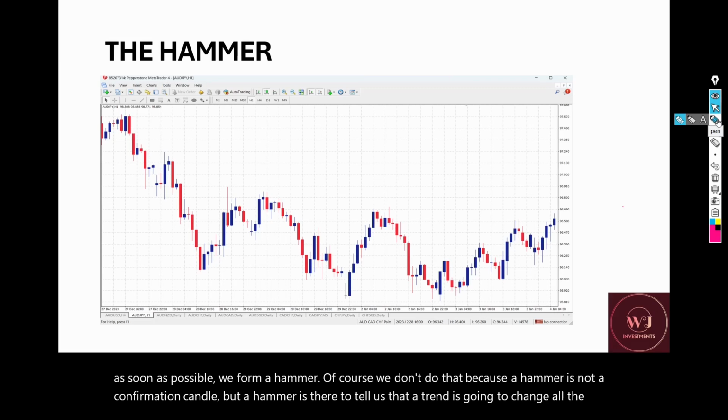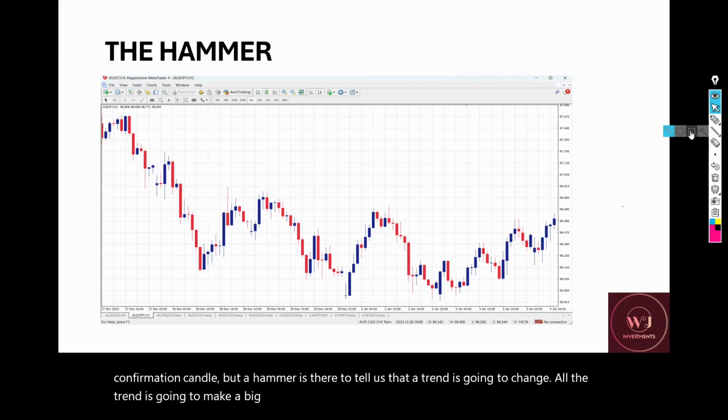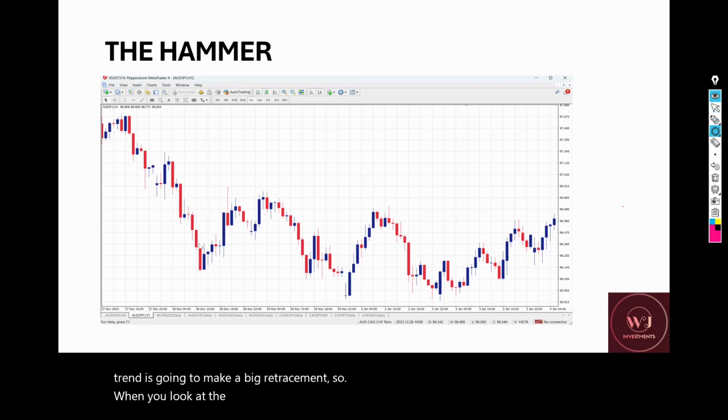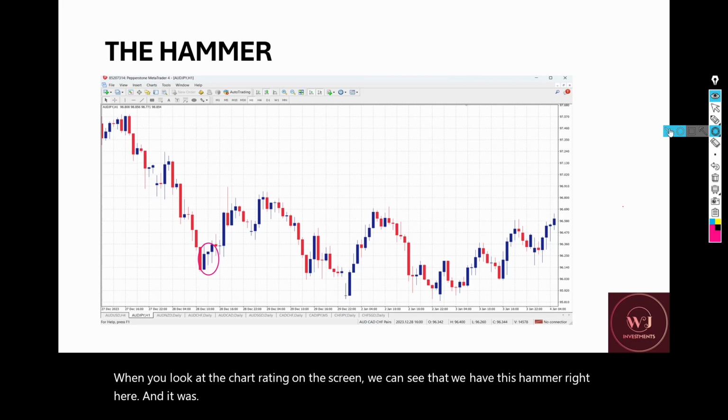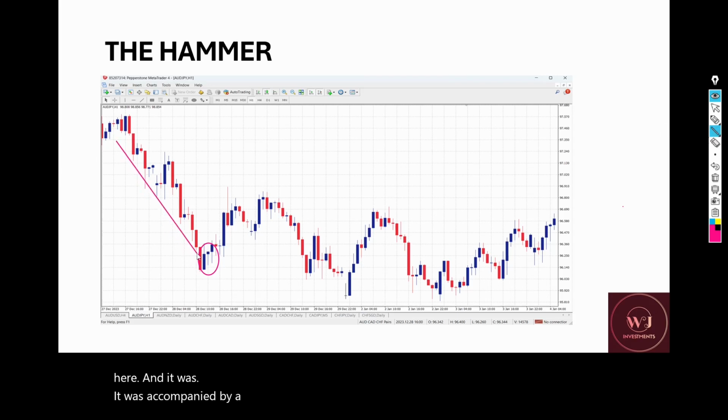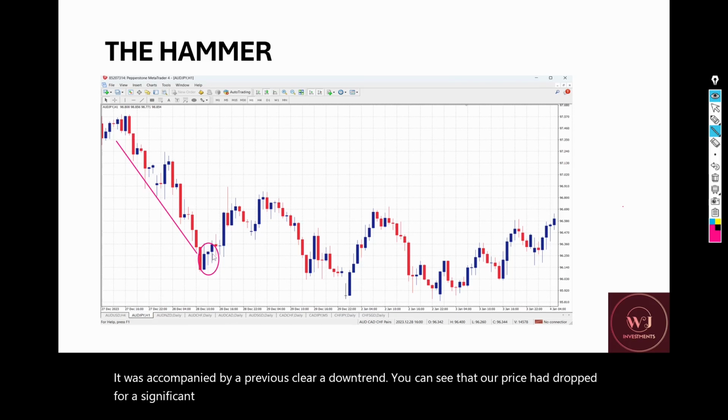or the trend is going to make a big retracement. So when you look at the chart right here on the screen, we can see that we have this hammer right here, and it was accompanied by a previous clear downtrend. You can see that our price had dropped for a significant level, and you can see that from there we formed this hammer, and the price reversed to make this short-term uptrend.